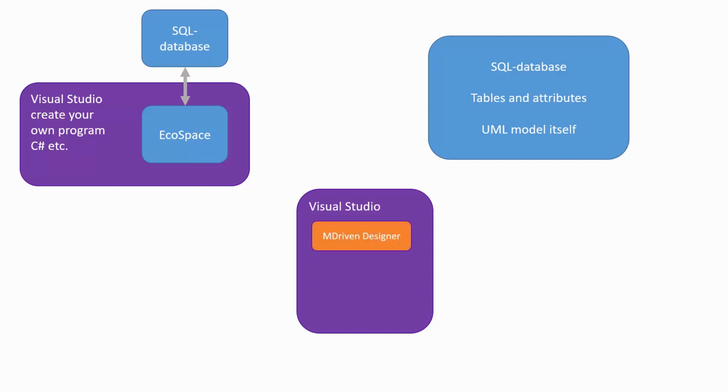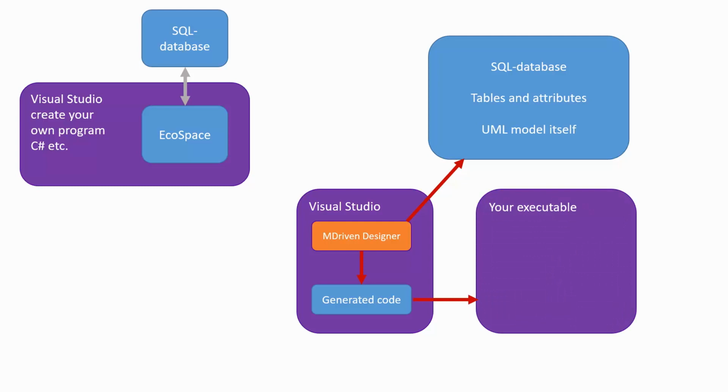And then inside Visual Studio you have the MDriven designer, that is a UML design surface, and you can do your view models and you can do actions, and everything is available in code. So you generate the SQL database with all the tables and attributes and indexes and stuff like that, and you store your UML model there. And then you also generate stub code. That is basically for every class in your model, you'll have a class in C#.